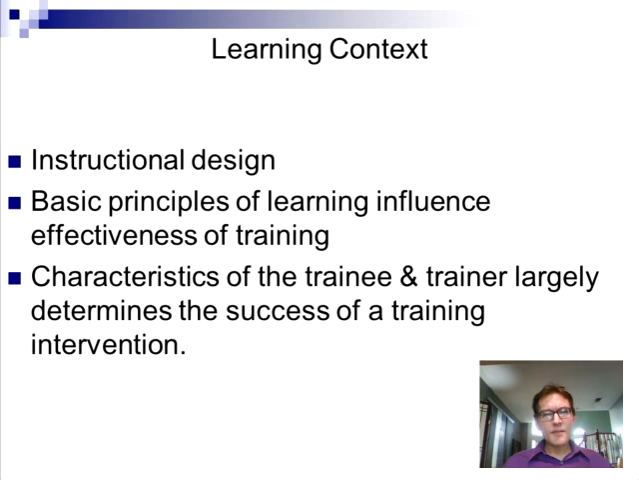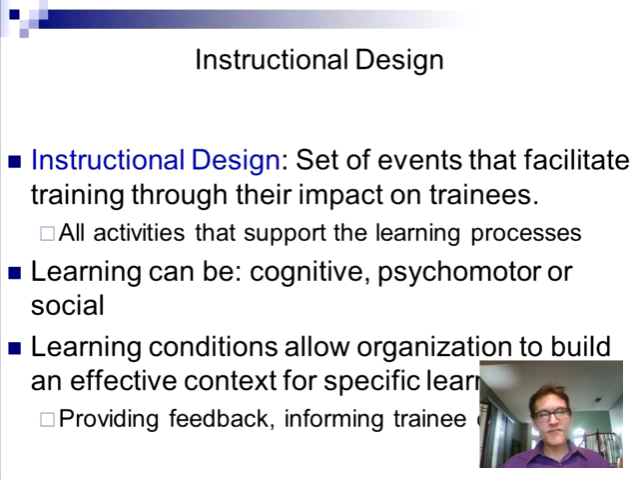So we're going to break it up a little bit and talk about the learning context in three parts: the way that the training itself is designed, the basic principles of learning that might influence the effectiveness, and then the characteristics of the trainee or the trainer that might be influencing this effectiveness.